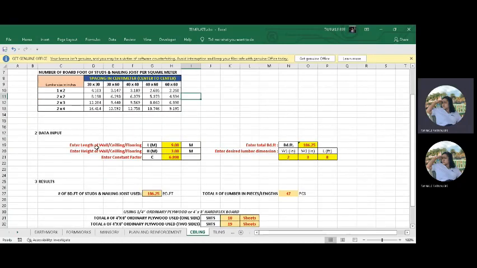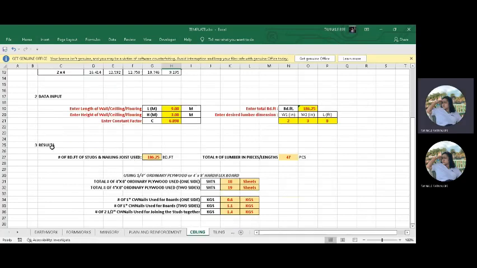So let's input our data in here. Enter the length of the wall or ceiling or the flooring, we have 9 meters. Enter the width of the flooring, we have 3 meters. Enter the constant factor, which is 0.89, and he uses 2 times 3. We have to enter the total board feet, 186.25, dimension of 2, 3, and 8.